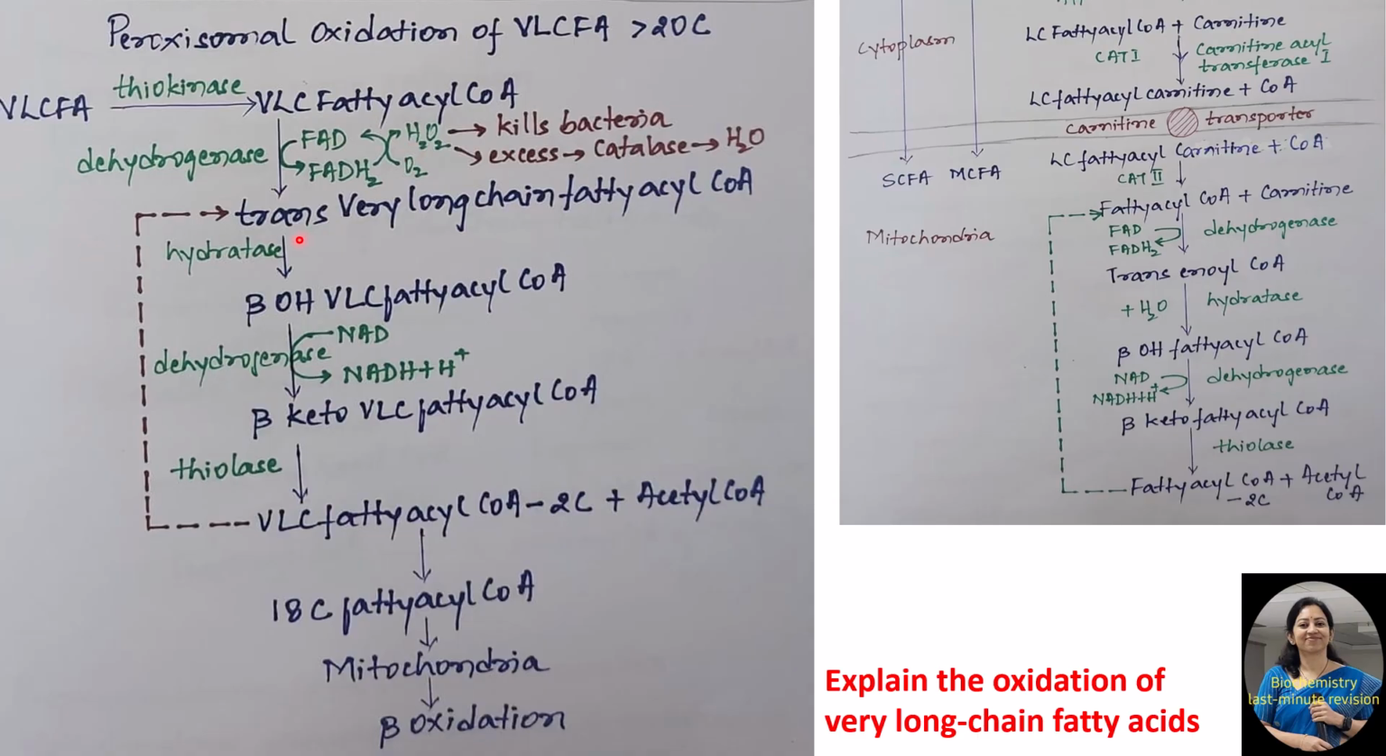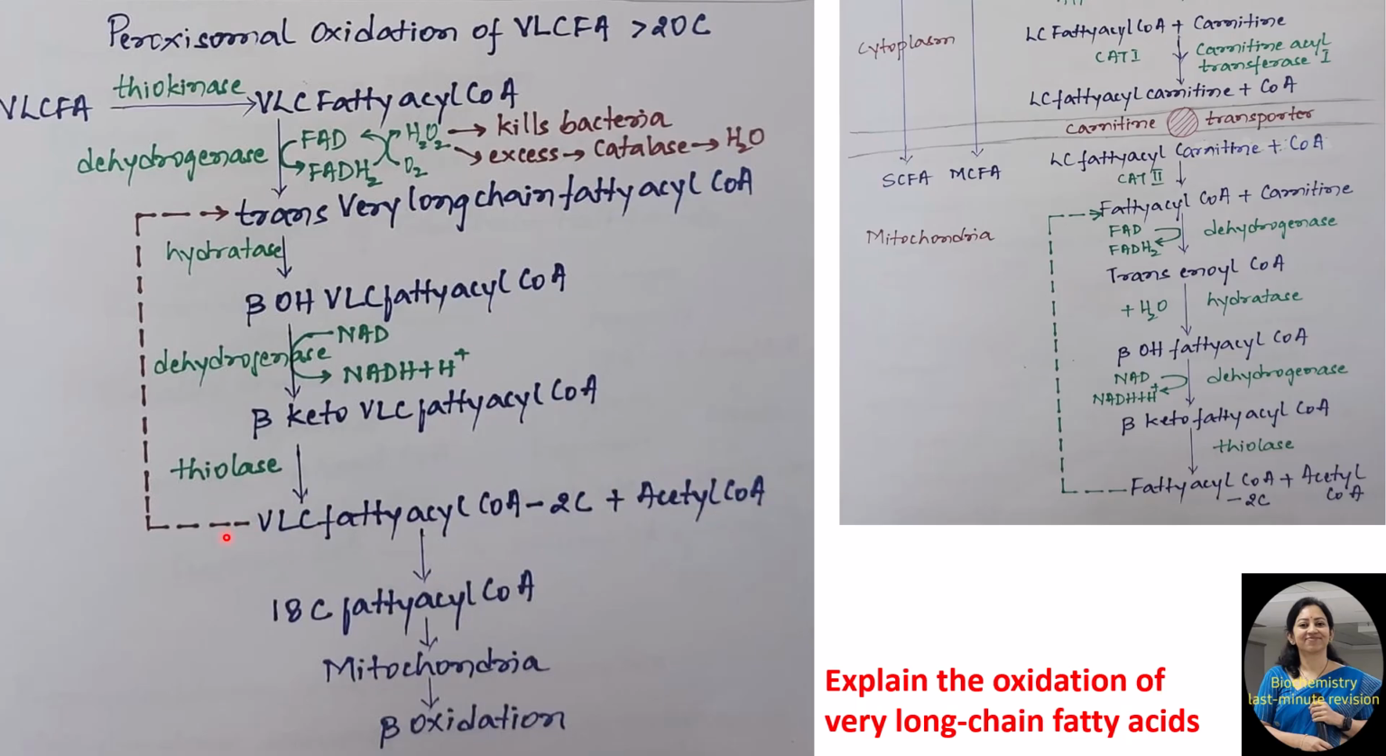So in the next step, alpha beta unsaturated very long chain fatty acyl CoA undergoes hydration to form beta hydroxy very long chain fatty acyl CoA. This undergoes oxidation with the help of dehydrogenase enzyme where NAD gets reduced to NADH and beta hydroxy very long chain fatty acyl CoA gets converted to beta keto very long chain fatty acyl CoA. Here this product is cleaved by thiolase enzyme to form very long chain fatty acyl CoA minus 2 carbon atoms, and these 2 carbon atoms form acetyl CoA which will enter into the TCA cycle.